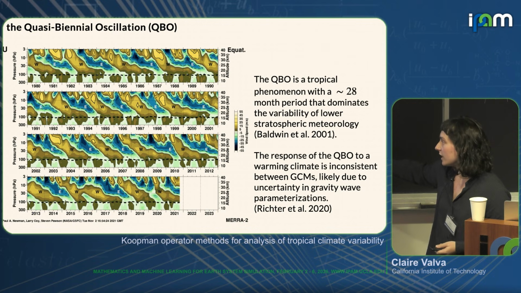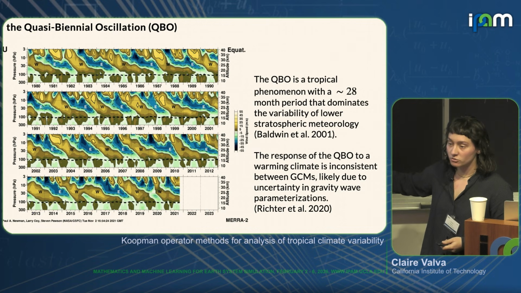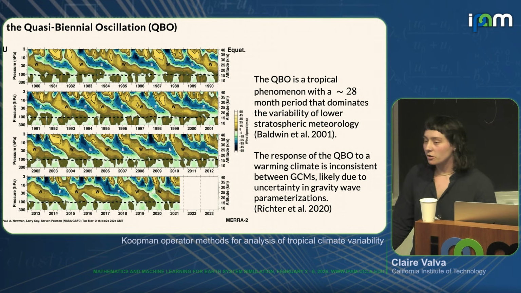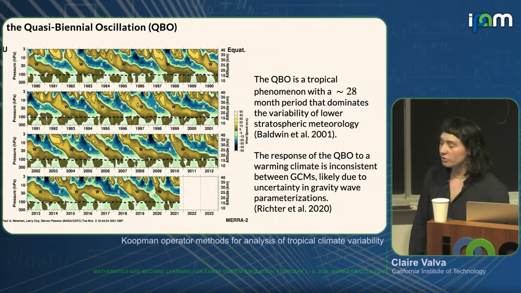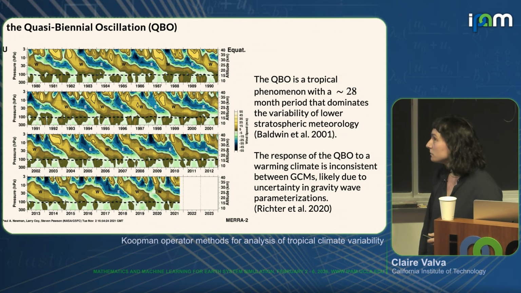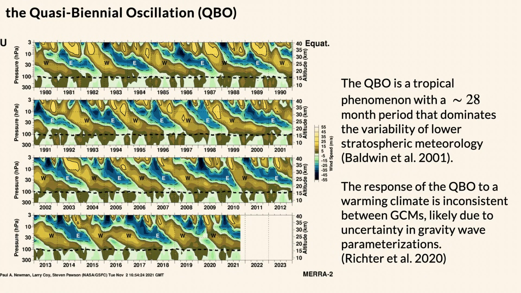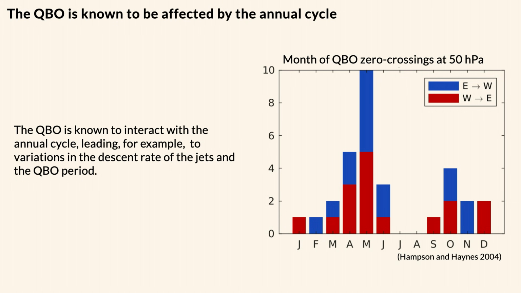If you put these in, I think, a 4 times CO2 GCM experiment and compare all of the models together, about a third of the models increase the period by about 8 months, about a third decrease the period by about 8 months, and in a third of the models, this completely disappears. This is likely due to uncertainty in gravity wave parameterizations, but our full understanding isn't really here, and we might want to improve that for that cause.